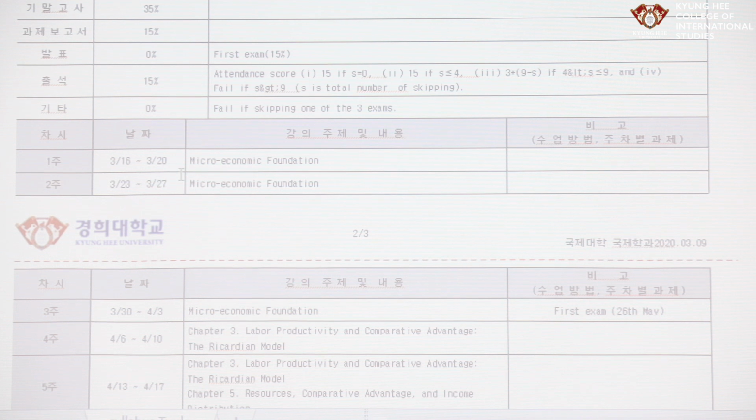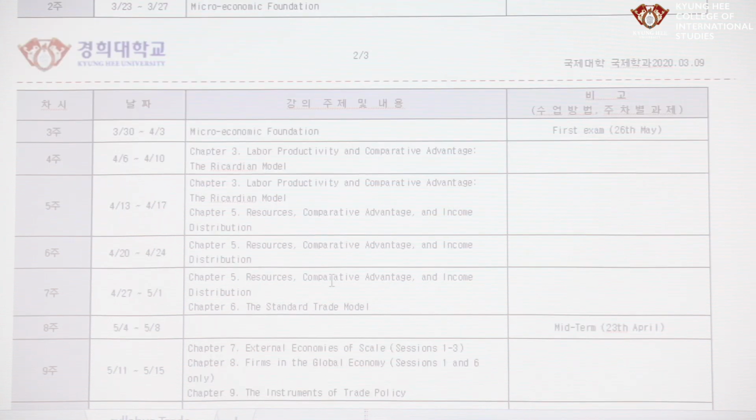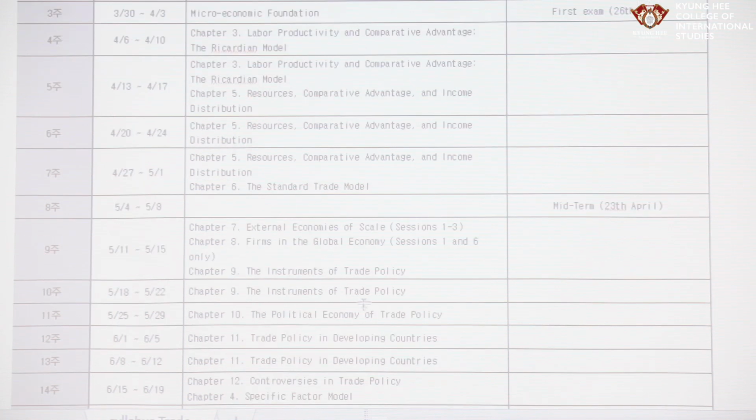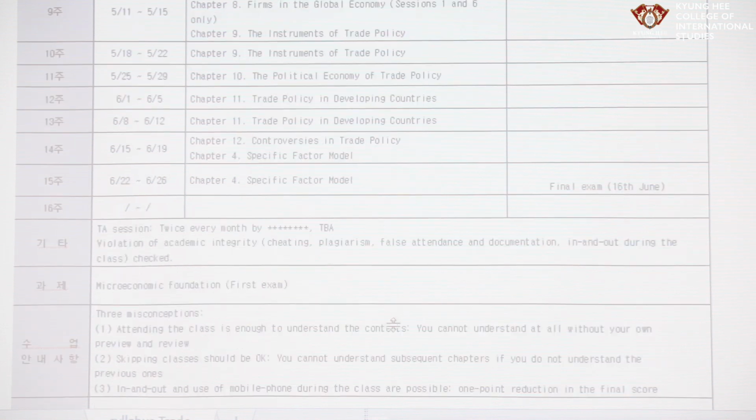So, the first 6 lectures focus on the microeconomic foundation, right? After that, the first exam, then we start the international trade theory part, the Ricardian model and the Heckscher-Ohlin model. Then we have the midterm exam. After the midterm exam, we have the policy part, then the final exam, like this.